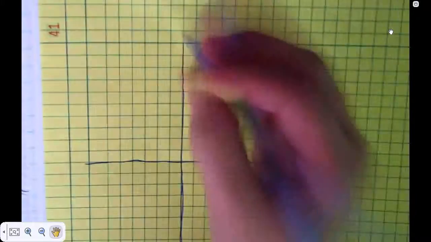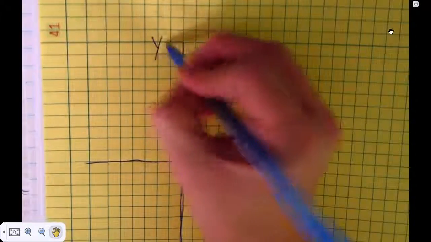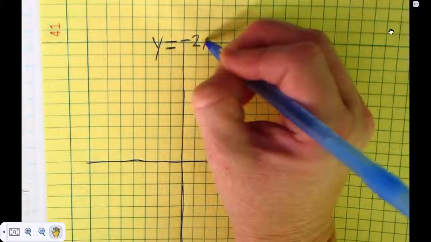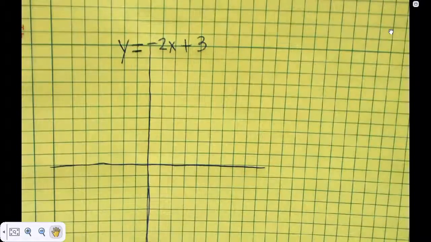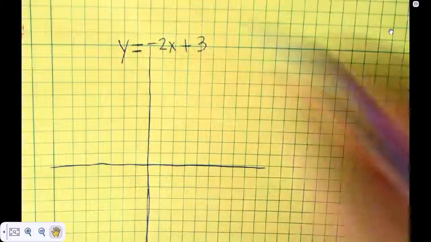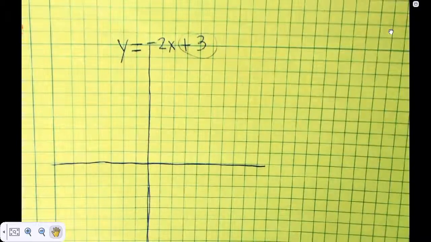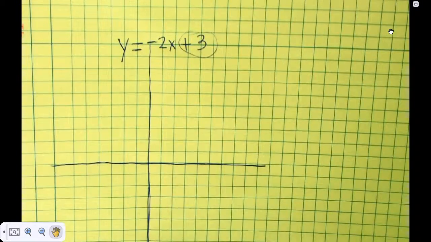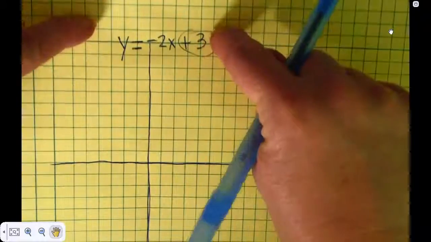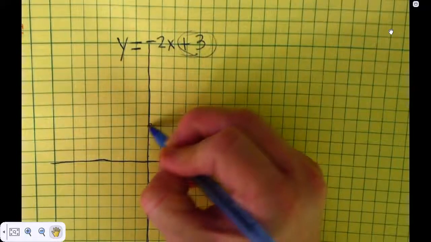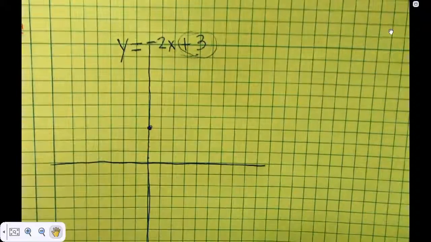Okay, on the graph side, write this equation at the top. Y equals negative 2x plus 3. What form is this? Slope-intercept form. So, what does the 3 represent? The y-intercept. So we're graphing this from this information. So we're going to start at plus 3. So 0, 3.